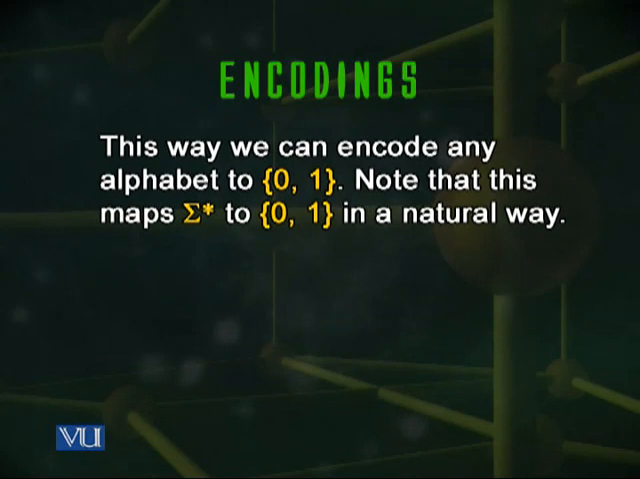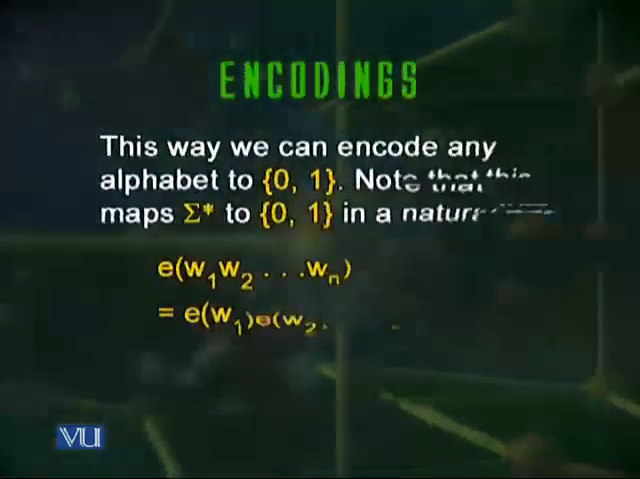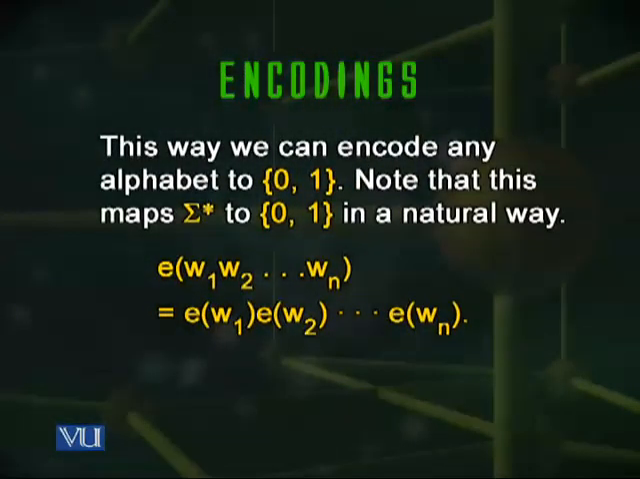Note that this mapping will also encode strings over sigma star to strings over {0, 1} star in the natural way. The encoding of a string is obtained by encoding each of its characters and then concatenating them together. Mathematically, the encoding of w1 followed by w2 up to wn will be given by the concatenation of the encoding of w1, followed by the encoding of w2, followed by the encoding of w3, and so on.